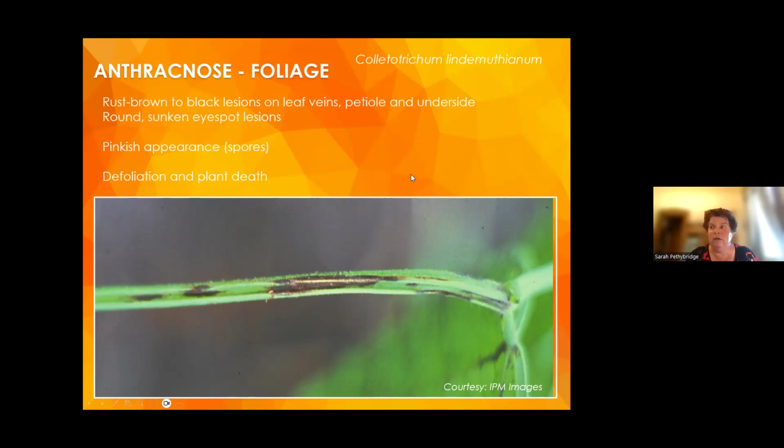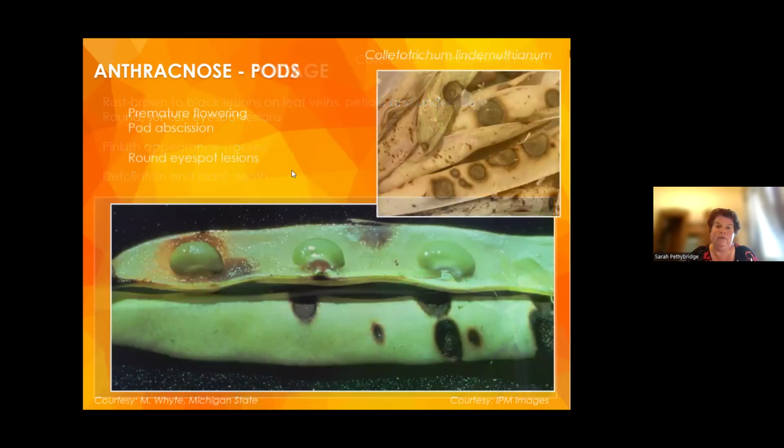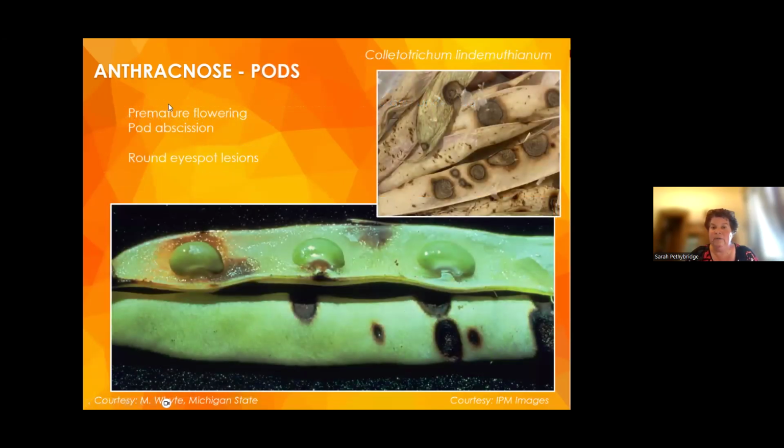So if it's earlier on in the season, it can also kill individual plants, but usually they cause general defoliation and unthriftiness. But anthracnose can also get into the pods, and it can cause these quite dramatic black or brown type lesions. And those black and brown type lesions are usually associated with this orangey colour around them. And those are the spores of the fungus, which are going to be dispersed to infect other plant parts. So overall, the major impact of anthracnose is on pod quality and seed quality as well.